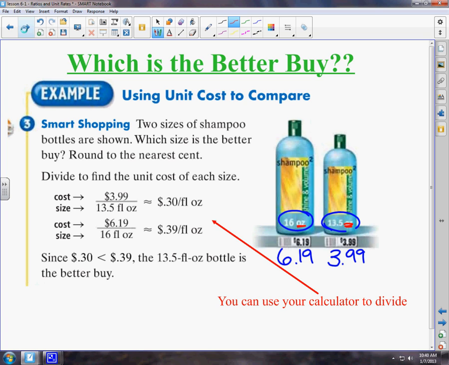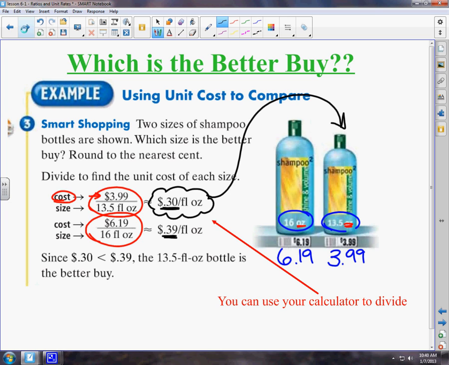And you're going to divide. If you look here, the money cost always goes on the top of the fraction. So you'd have $3.99 divided by 13.5 ounces, and $6.19 divided by 16 ounces. Then I get my cost per ounce, and this one's 30 cents, and this is 39. So therefore, this smaller one would actually be the better buy. Everyone always thinks it's the bigger one, but in this case, the smaller one is actually cheaper. I'd rather pay 30 cents an ounce than 39 cents an ounce.